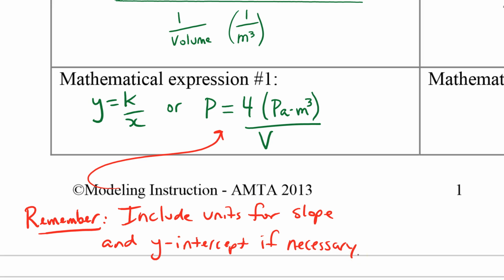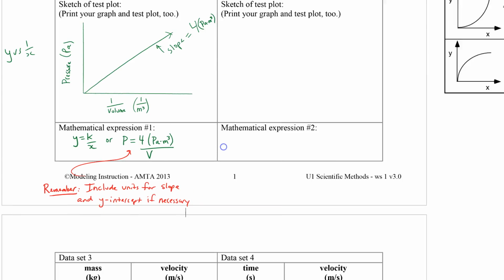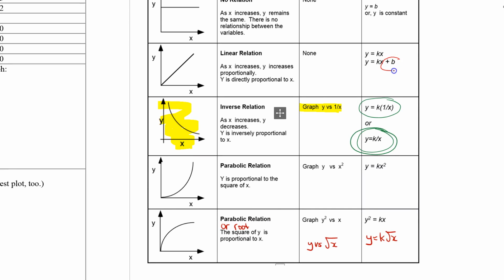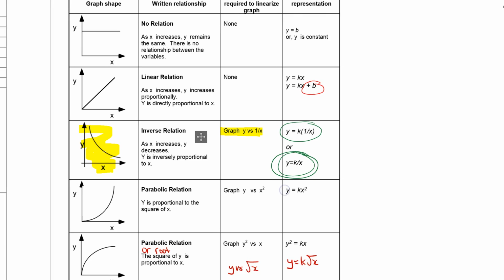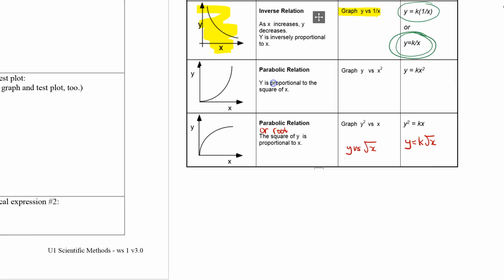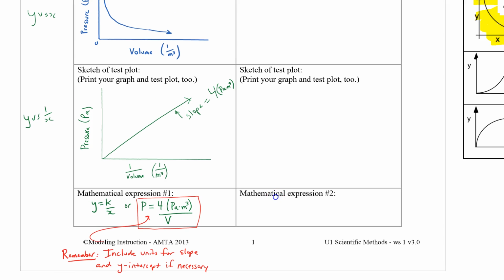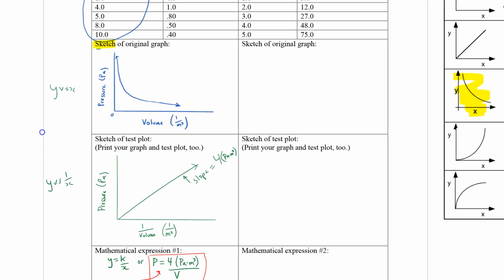The only time we have a y-intercept would be when we get this. If we had a graph that didn't go through the origin but went through up there, we would have a b value, and then I want you to put the units for the y-intercept. So this is your answer. P is equal to 4 over V, where that 4 has the units of pascals times meters cubed. There is your example of question number 1. I hope that was helpful.